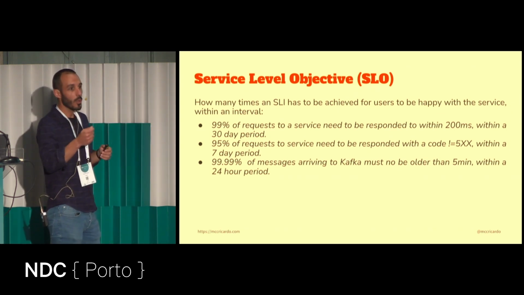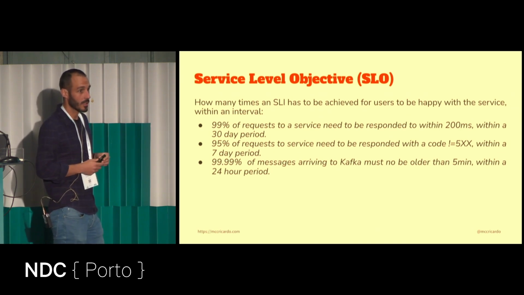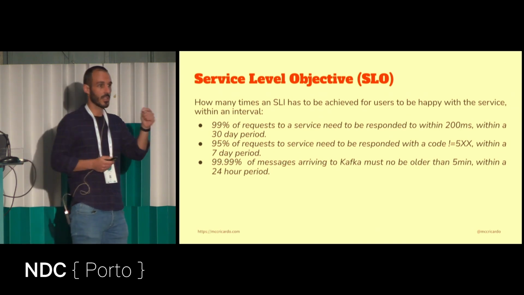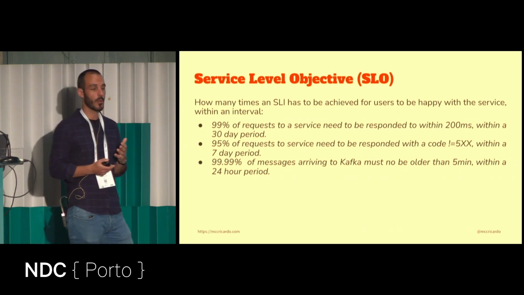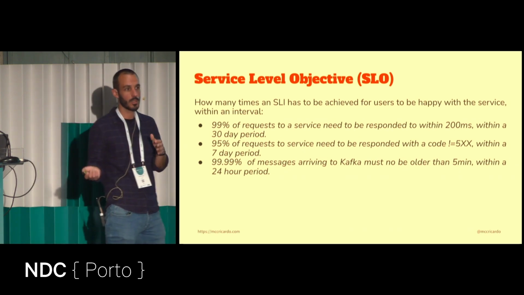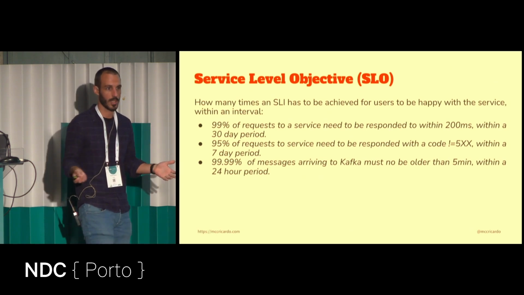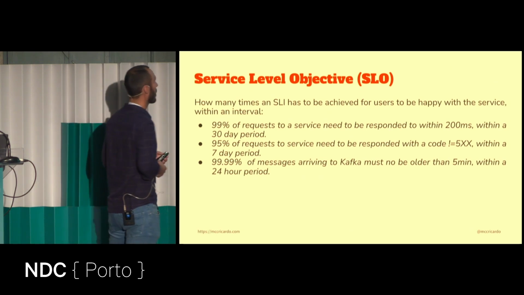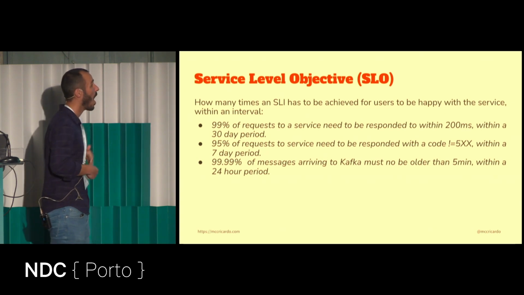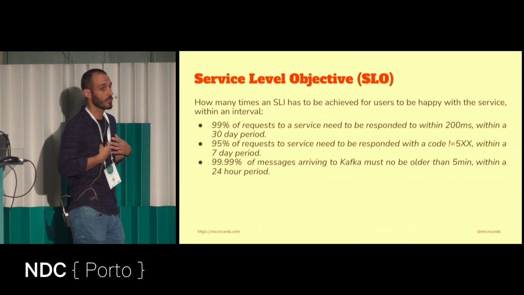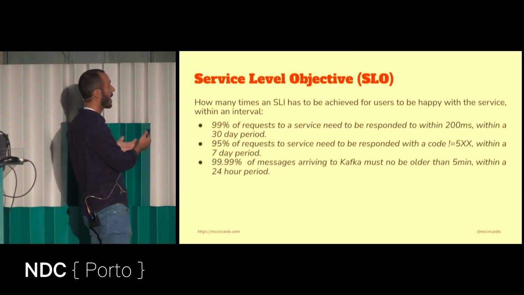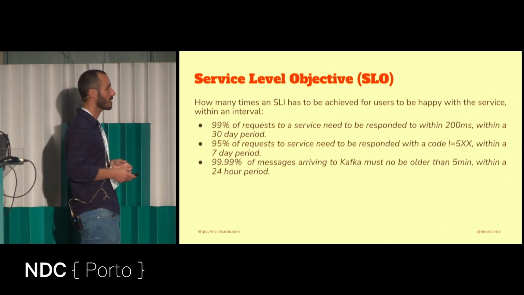So we don't want to be looking at a specific measurement. I don't want to be looking at every single request. I want to know, for example, in the context of all my requests, how many were good and how many were bad, and react on that. So a service level objective is the definition of how many times an SLI needs to be achieved so that my users are happy. Here are examples of SLO definitions.